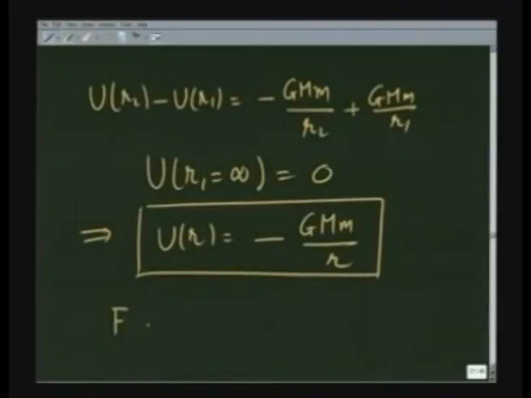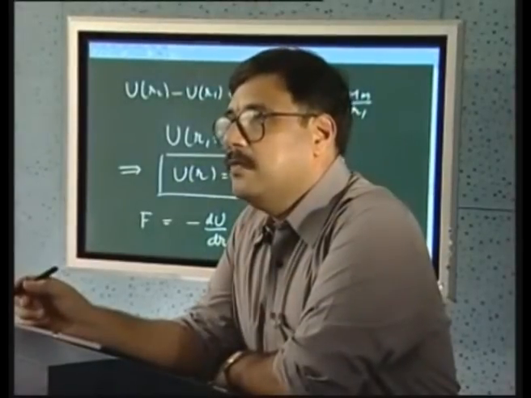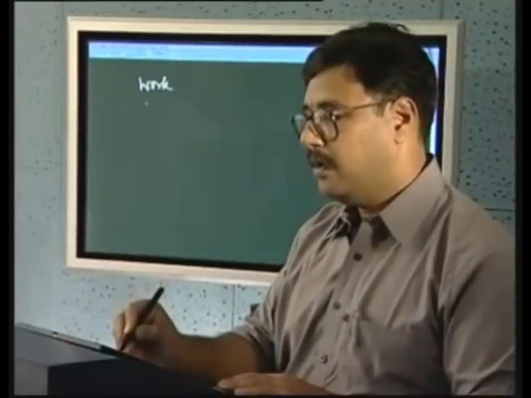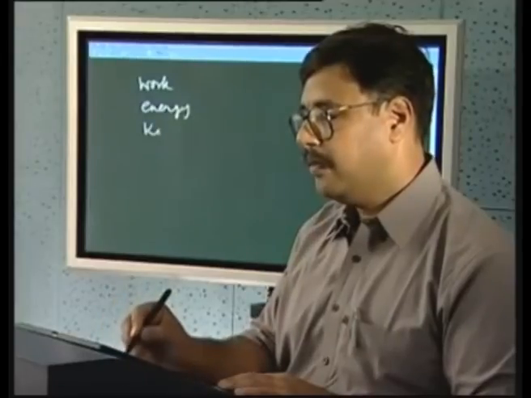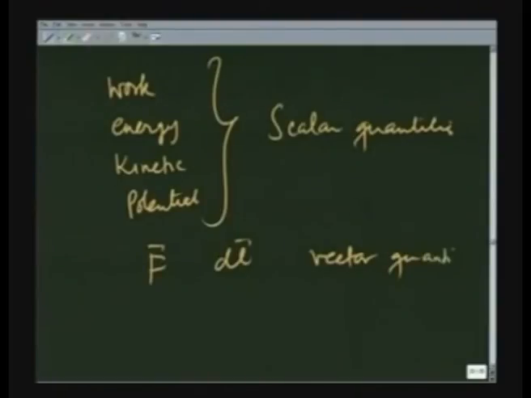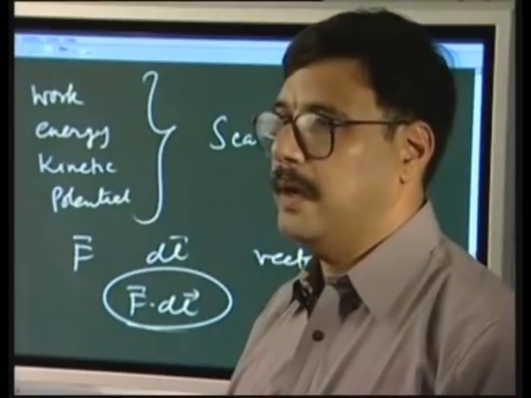You can again see that the force in the radial direction is going to be minus dU/dr, which is minus G M m over r square. So far, you notice I have been focusing on one dimensional cases, and that is because the work done or the energy, whether kinetic or potential, are all scalar quantities, whereas the force and the displacement are vector quantities, and the two are related by this dot product, which becomes quite easy to work with in one dimensional case.